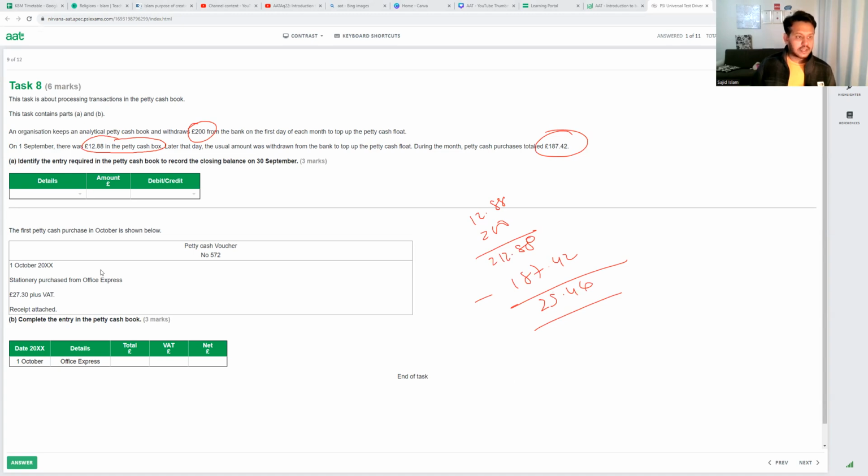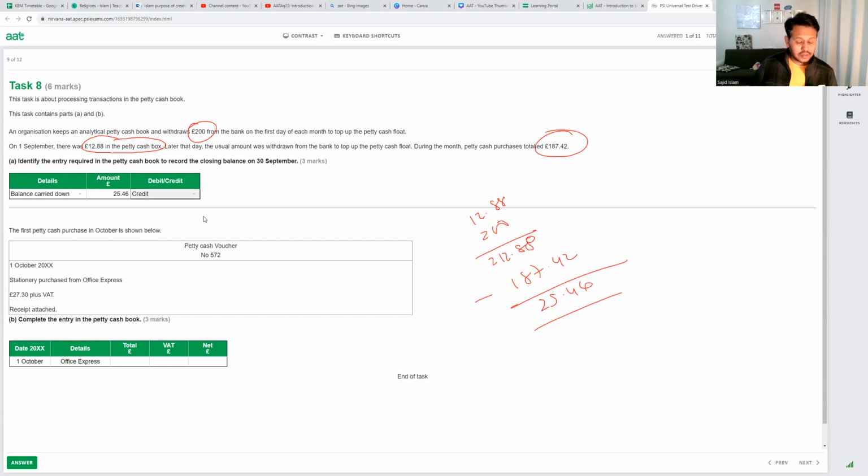So we say like the detail we have here. Remember that this is my balance carried down. I had 212 and I spent 187. So my debit side is 212, my credit side is 187. Credit is lower, so that gives me the balance c/d, or balance carried down, on the credit side. The amount will be 25.46. And debit or credit? Remember that it is a credit.